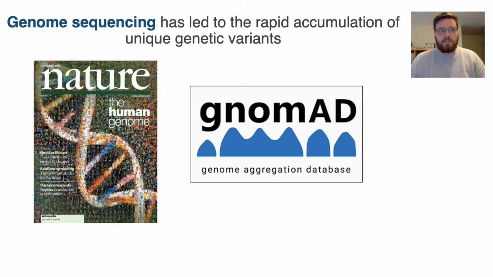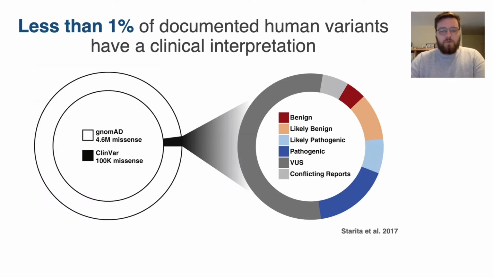So what I would argue is that the new Human Genome Project is trying to understand what all of this variation does. And I would argue that we're not doing the best job of that right now. So if we look at all of these documented variants, we find that less than 1% of them have an associated clinical interpretation.